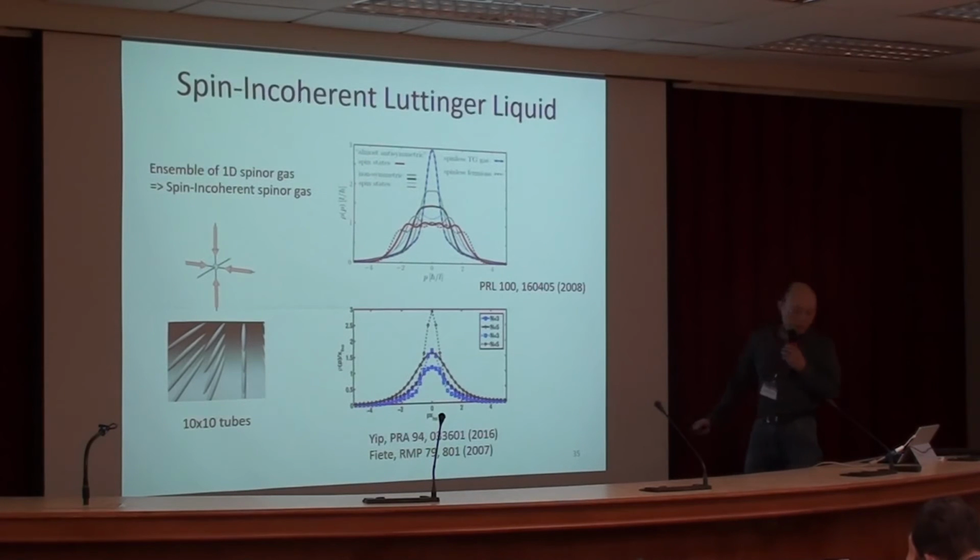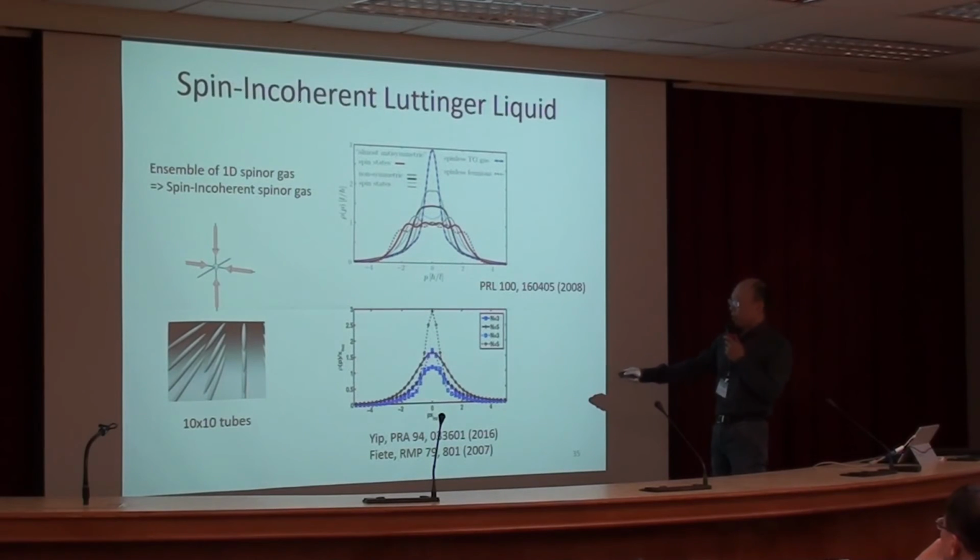Sanki Ip, who will talk in the afternoon, helped us calculate what would happen in this situation, where you actually realize a system called a spin-coherent Luttinger liquid. In this case, you don't have a beautiful plateau, but still, when you reach this spinor TG regime, you will see a broader momentum distribution. And I think this is the signature we eventually look for.